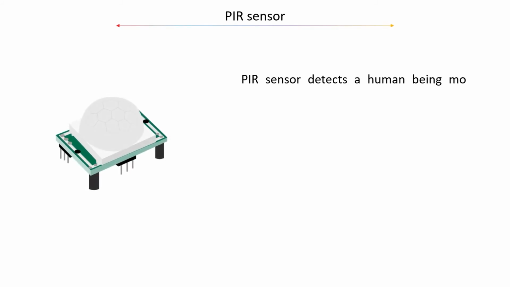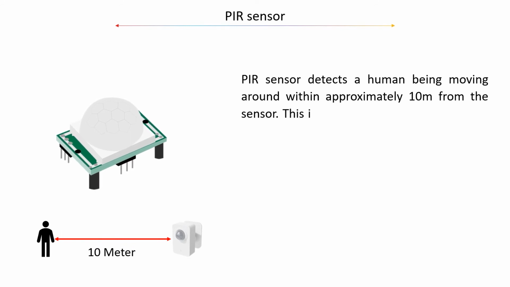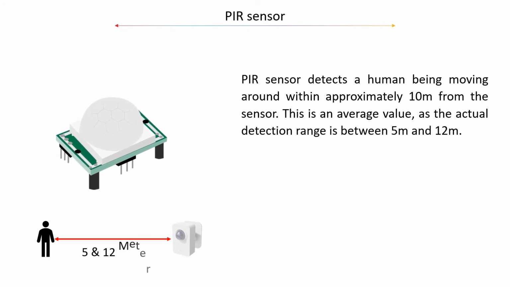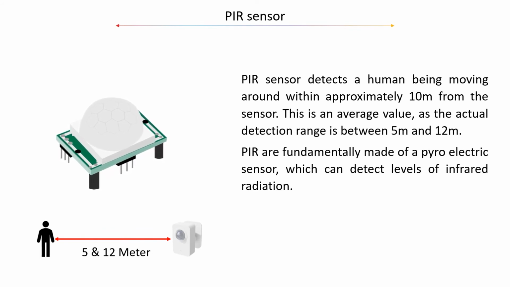PIR sensor. PIR sensor detects a human being moving around within approximately 10 meters from the sensor. This is an average value, as the actual detection range is between 5 meters and 12 meters. PIR are fundamentally made of pyroelectric sensor, which can detect levels of infrared radiation. This is used as a motion detector. How does this sensor work?